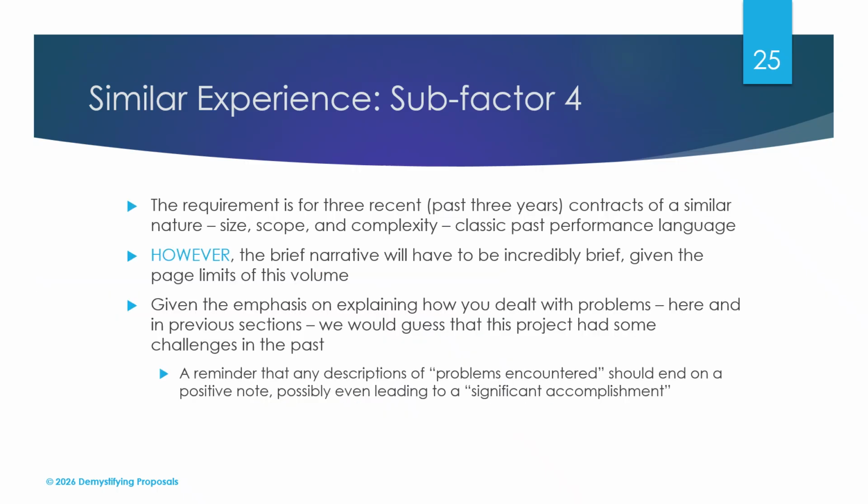So the requirement is for 3 recent contracts, meaning in the past 3 years, of a similar size, scope, and complexity. Again, classic past performance language: size, scope, and complexity. However, the brief narrative will have to be incredibly brief given the page limits of this volume. And given the emphasis on explaining how you would deal with problems, both here and in previous sections, we would guess that this project maybe had some challenges in that area in the past. So it might be something that you definitely want to think about how you would include.